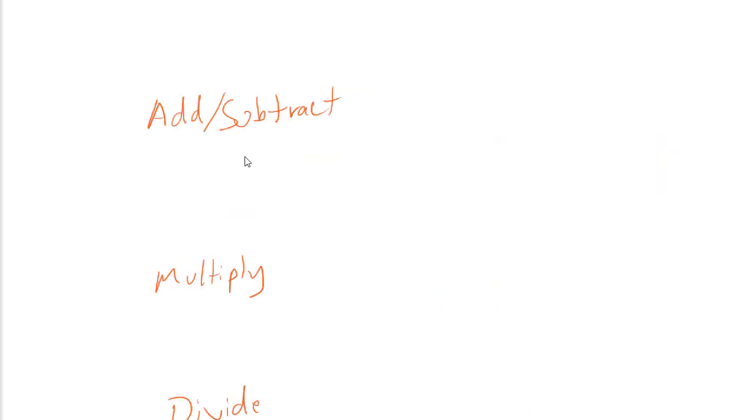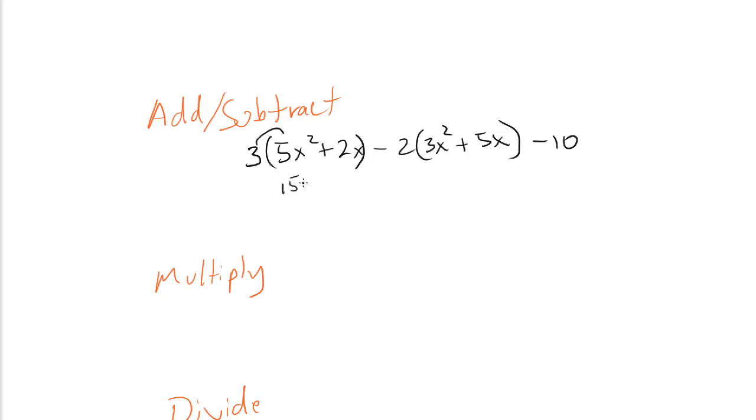Just like we did with fractions in our basic skill set, let's review how we add, subtract, multiply, and divide polynomials. Start with addition, subtraction. Let's suppose we have the following polynomial. I could distribute and simplify first, so 3 times 5x squared is 15x squared. 3 times 2x is going to be plus 6x. Minus 2 times 3x squared, distributing the next parentheses, is minus 6x squared. Minus 2 times plus 5x is minus 10x minus 10.